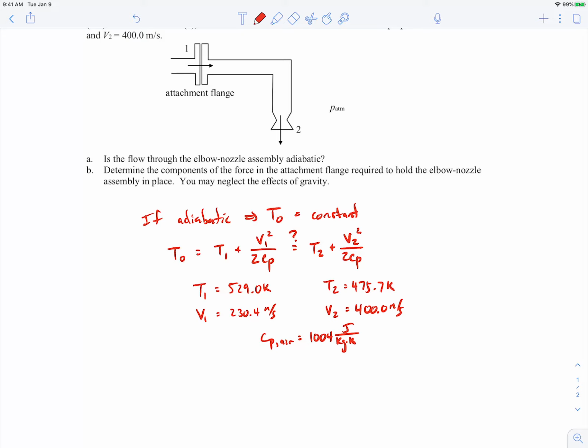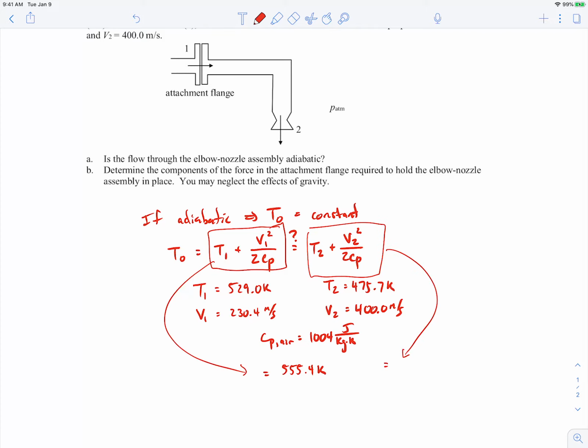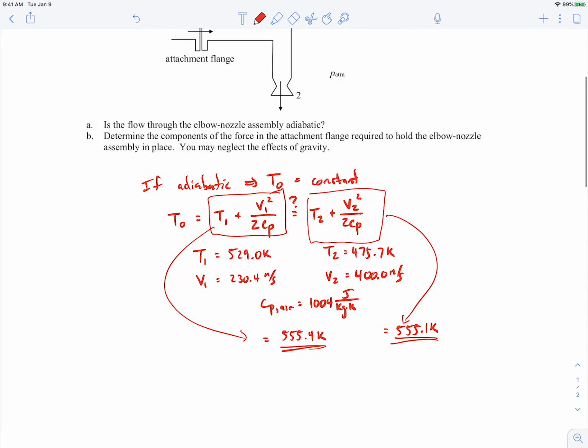So if you plug these numbers in, what you get from the left-hand side here will come out to be 555.4 Kelvin. And then if you do it for the right-hand side here, that will come out to be 555.1 Kelvin. So they're close enough to say that yes, indeed, it's going to be adiabatic, because the stagnation temperature of about 555 Kelvin is the same at both. So we can say that the stagnation temperature is constant. So we'll say that the flow is indeed adiabatic.